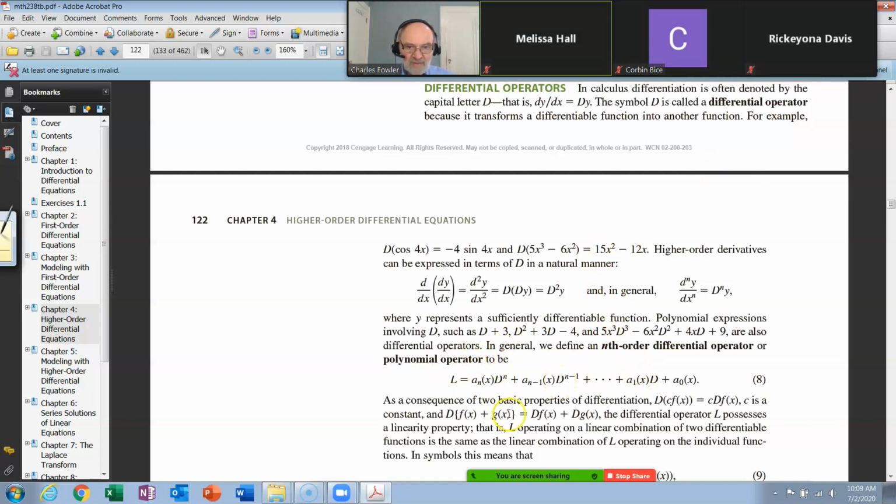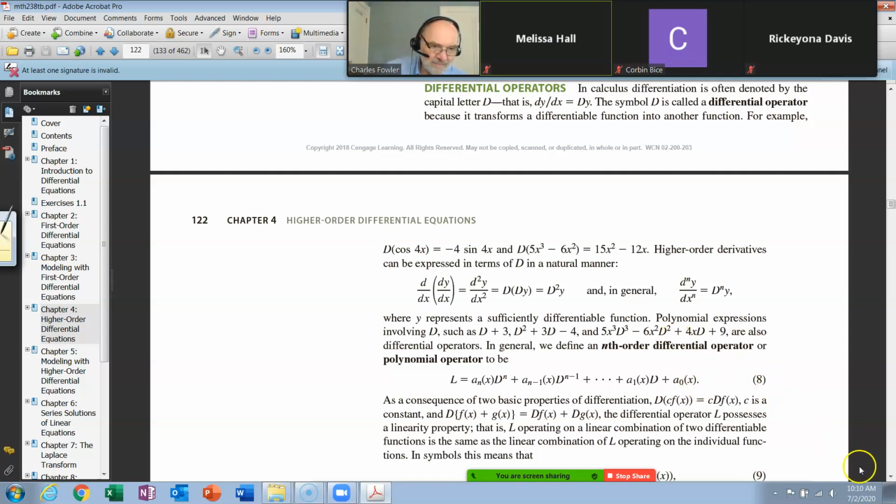As a consequence of the two basic properties of differentiation, the derivative of a constant times a function is the constant times the derivative of the function, and the derivative of the sum or difference of two functions is the sum or difference of the derivatives of those two functions, the differential operator L possesses the linearity property, and that's why they call it a linear operator. That is, L operating on a linear combination of two differentiable functions is the same as the linear combination of L operating on the individual functions.